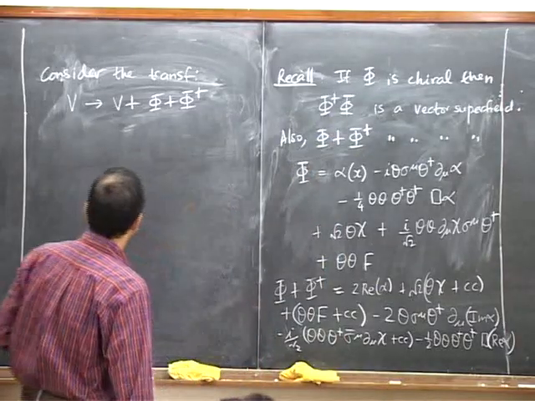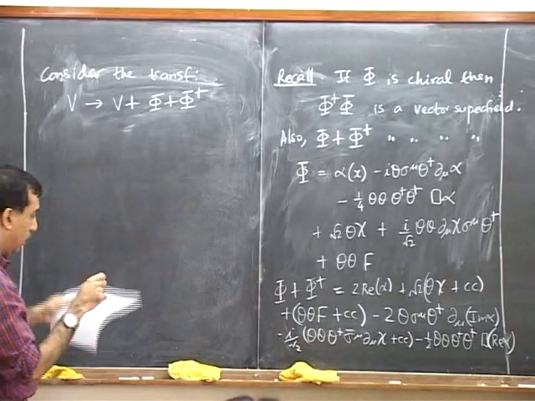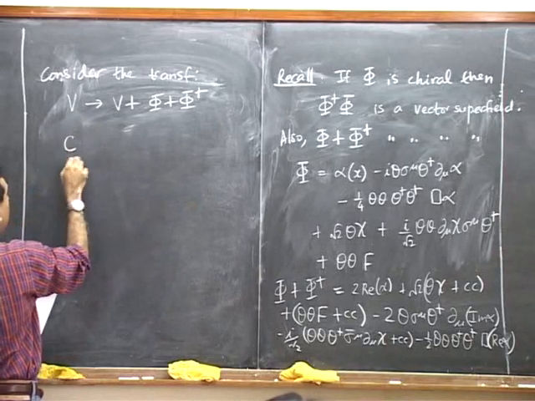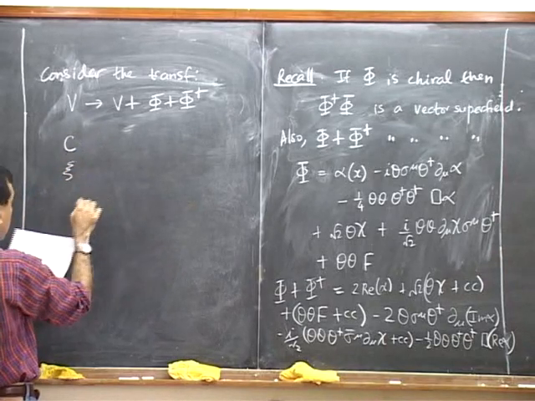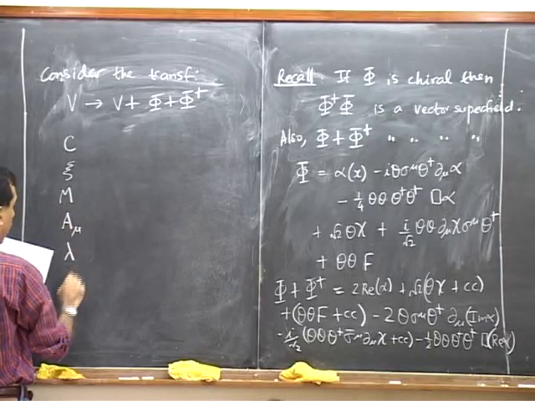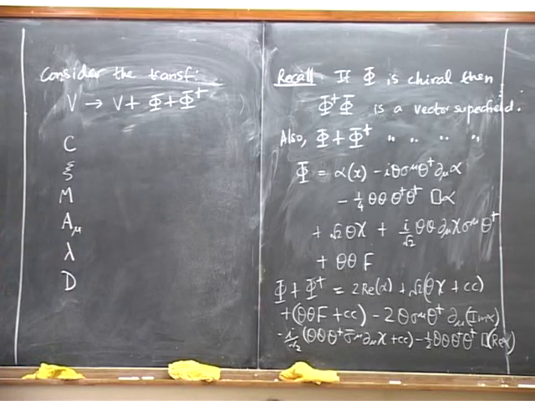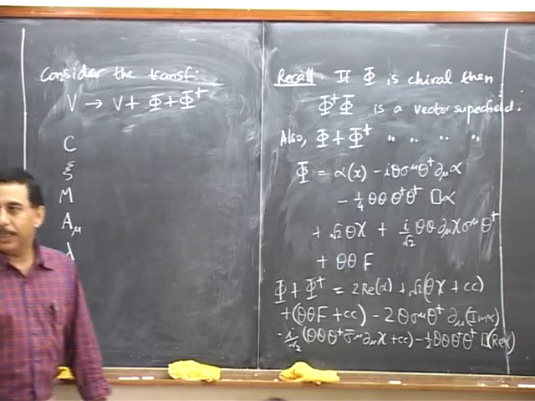Okay. So now I can ask the question: what does this do to all the different fields contained in V? So let's list the fields that were in V. There was a C, there was a psi, you can look at your notes. There was an M, an mu, a lambda, and a D. It's very, very annoying in the beginning to have so many symbols.